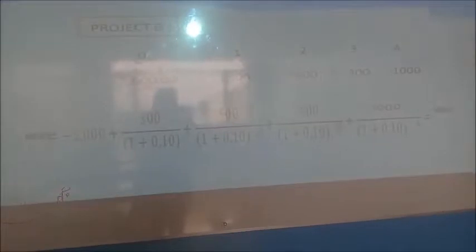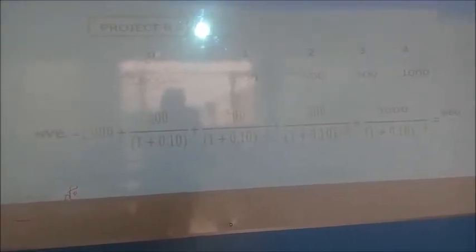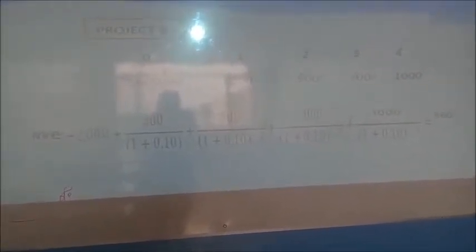Project B, the timeline is 4 years. The investment is 2,000. The first year is 300. The second year is 500. The third year is 300, and the fourth year is 1,000.